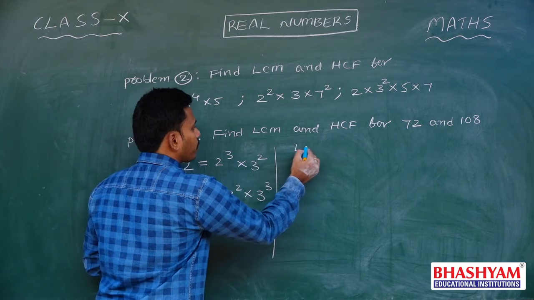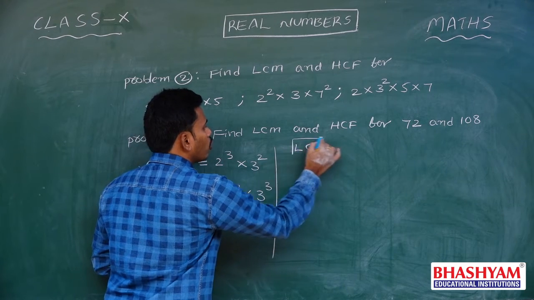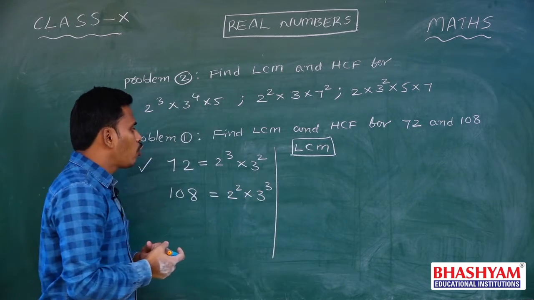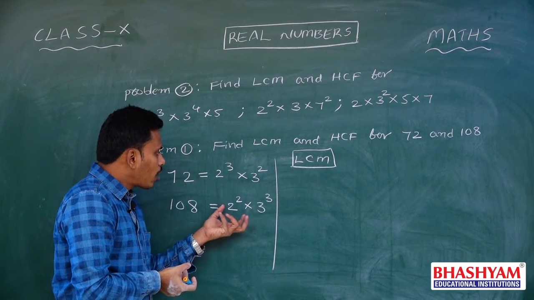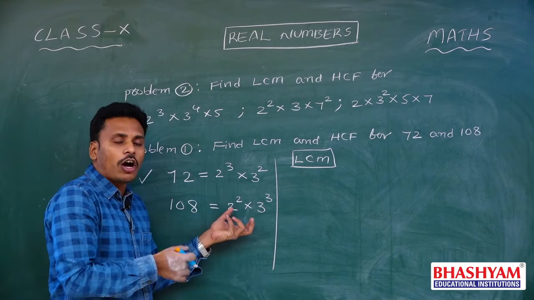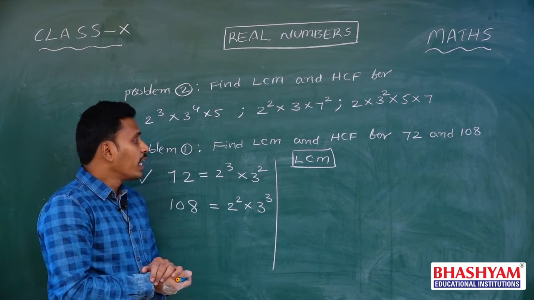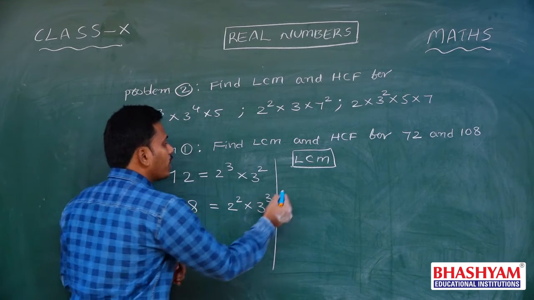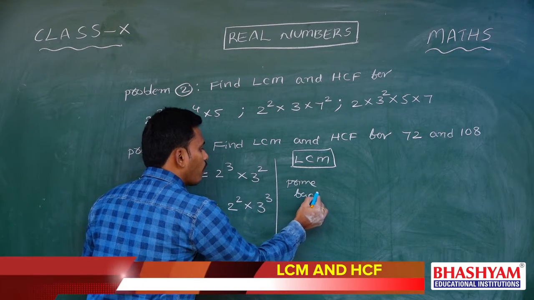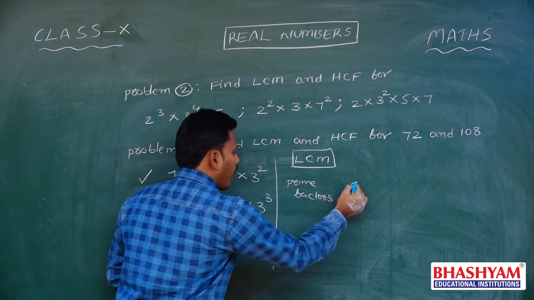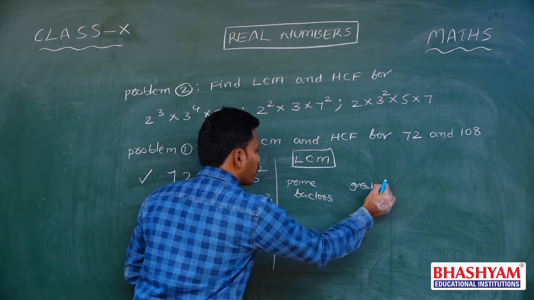After representing the given numbers in prime factorization way, we need to identify LCM and HCF, right? LCM. So to find out the LCM, what we need to observe? We need to observe all prime factors along with the greatest powers. You need to identify prime factors and then greatest powers.